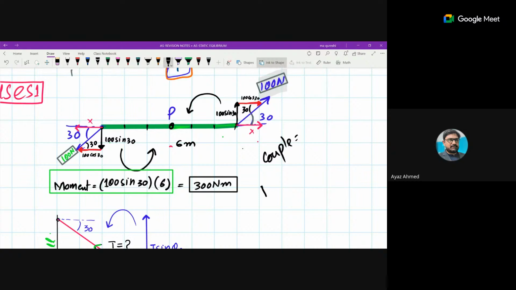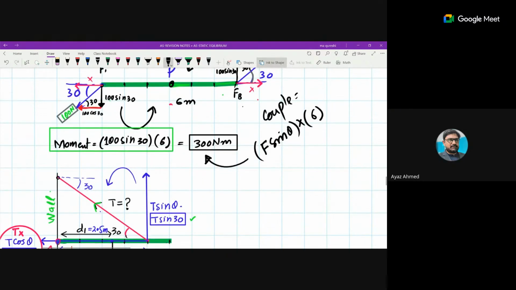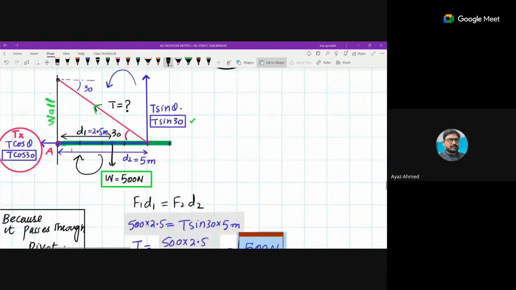So you will say that it is F sine theta, any one of the perpendicular forces, times the distance between force A and force B. What is the distance between them? Let's say 1, 2, 3, 4, 5, 6 centimeters. So that gives the number I have calculated: 100 sine 30 times 6, which is 300 Newton meter.